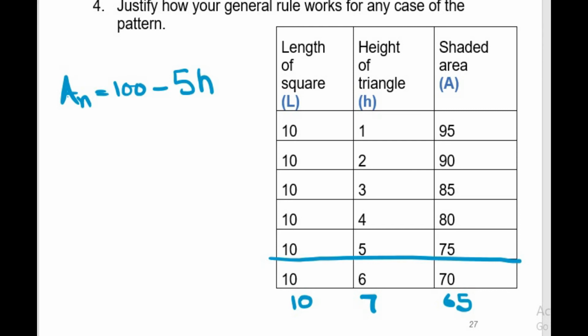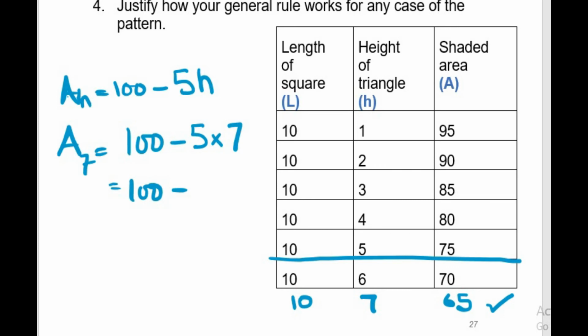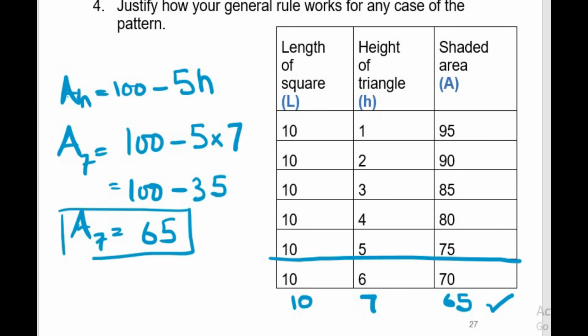If we were to extend the table in the same pattern, decreasing by 5 each time, we get 65. So that's the information from the table. Let's see if our formula also works. Our formula says A_H is equal to 100 minus 5H, and for 7, the 7th area will be 100 minus 5 times 7. 100 minus 35 is 65. So you can see that the two answers are the same.